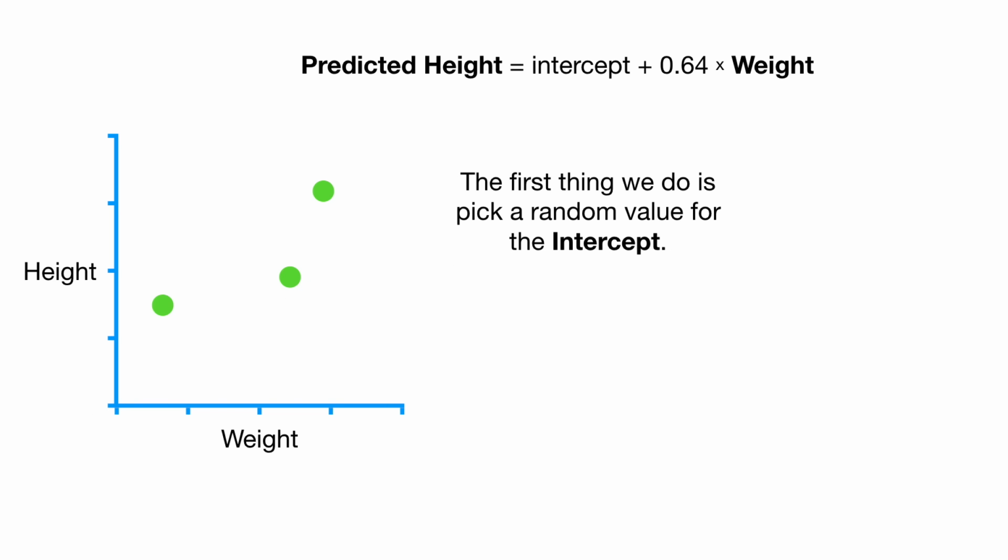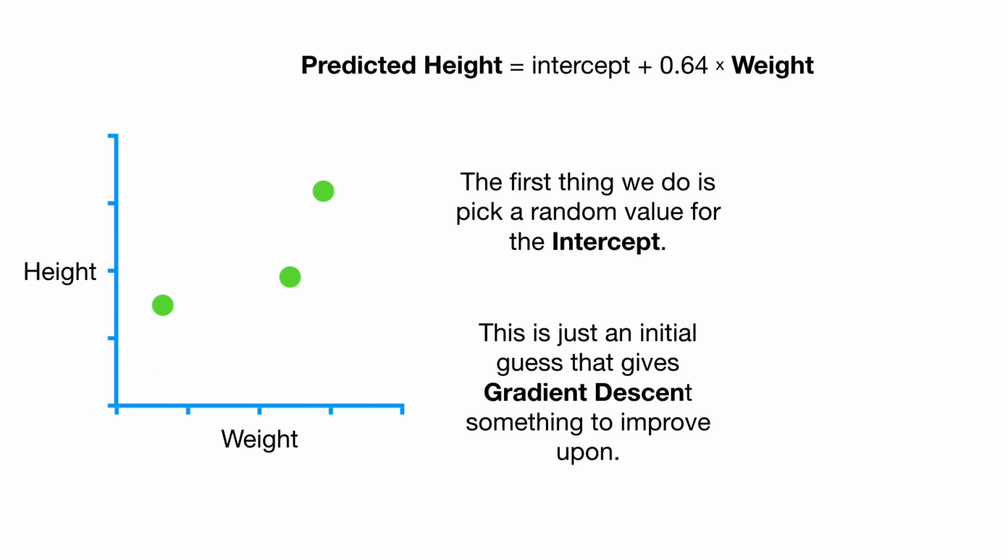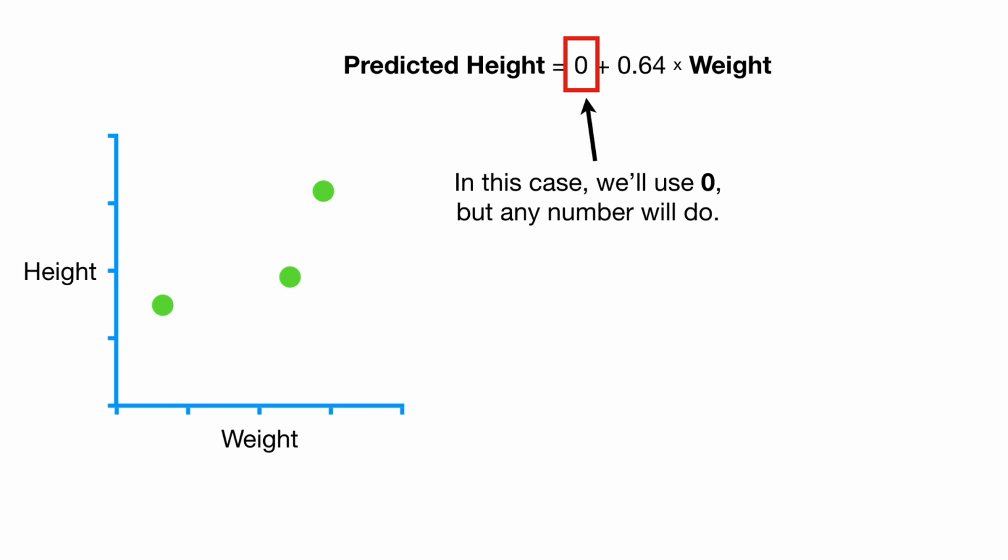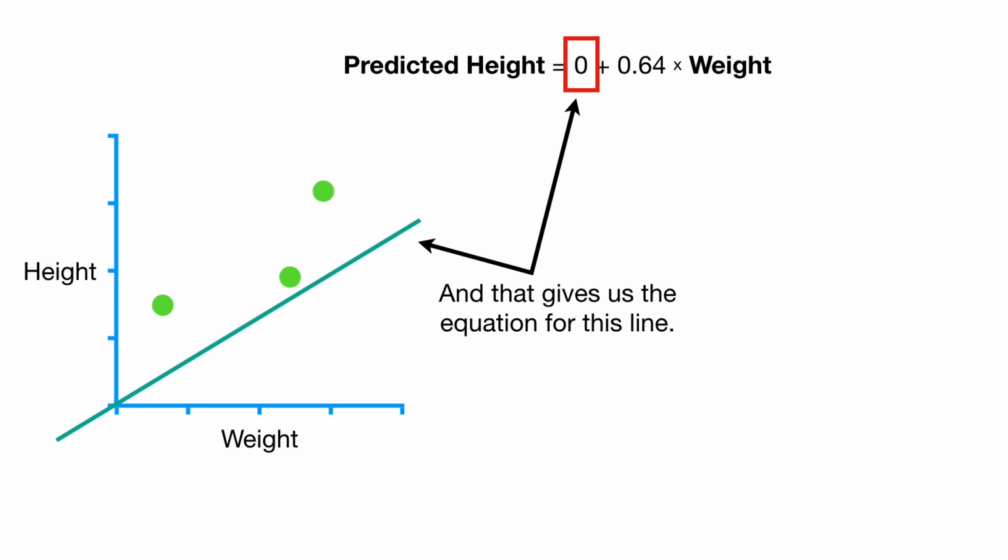The first thing we do is pick a random value for the intercept. This is just an initial guess that gives gradient descent something to improve upon. In this case, we'll use 0, but any number will do. And that gives us the equation for this line.